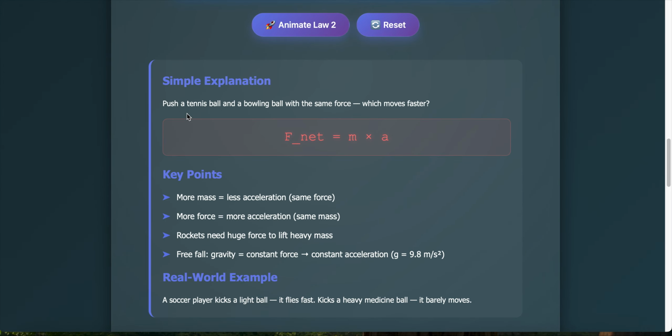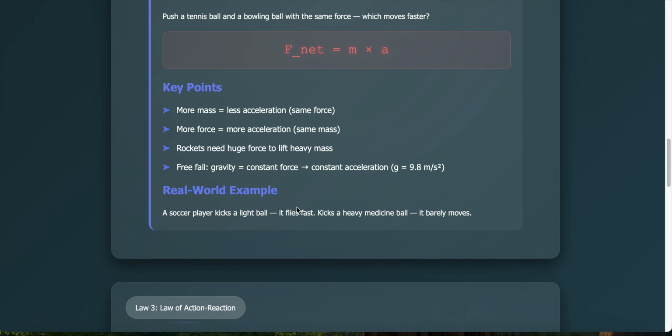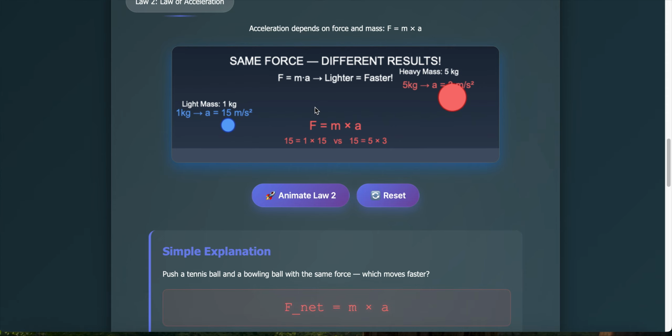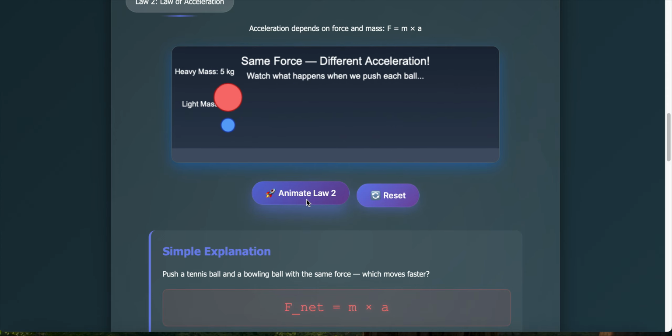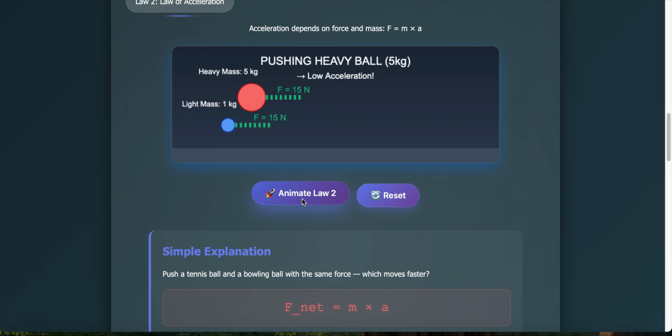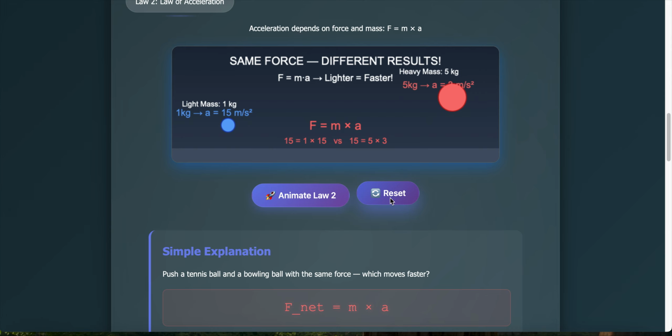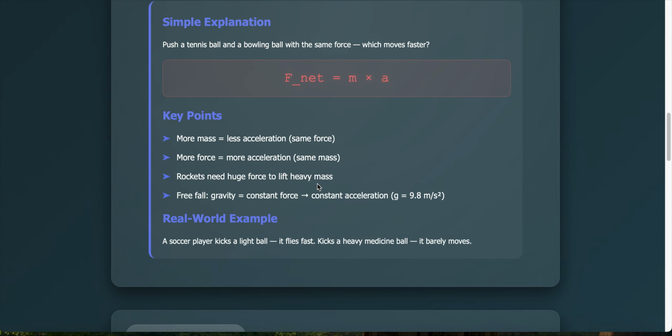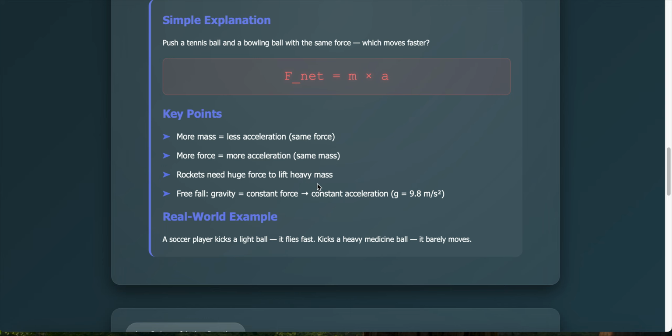A simple explanation: push a tennis ball and a heavier ball with the same force. F net is equal to mass into acceleration. Here, what is the M? Mass. More mass, less acceleration. You have seen just now. Here I just reset. Now see there. Less mass needs less force, more mass needs more force. When you increase the mass, you have to apply more force. When you decrease the mass, you have to apply less force. So more mass, less acceleration for the same force; same mass, more acceleration with more force.